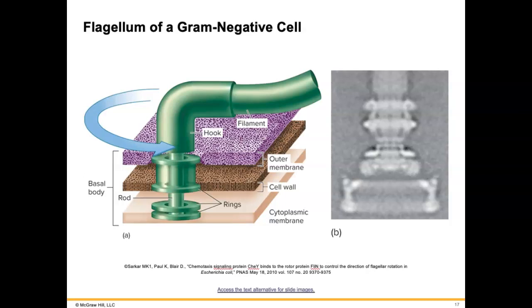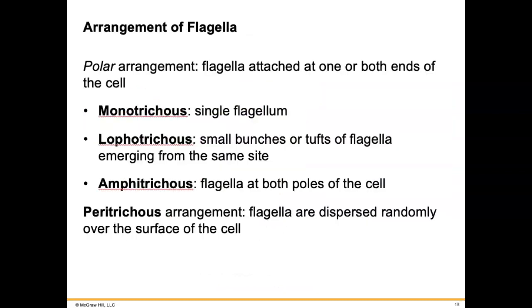So the filament is the tail-like whip. The hook is that angled, what appears to be PVC pipe in this picture. This guy right here. Of course, the basal body is kind of like the part that's stuck to the bacteria. This is where the tail emerges from the bacteria itself. And you can see they have shown here in the picture the outer membrane, the cell wall, and also the cytoplasmic membrane.